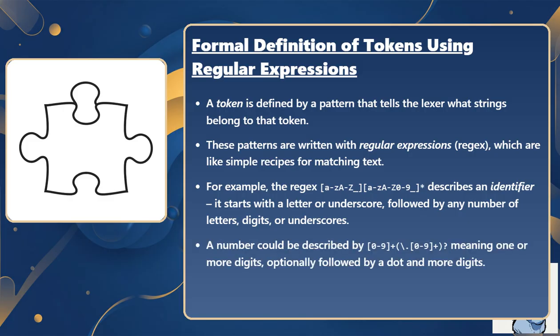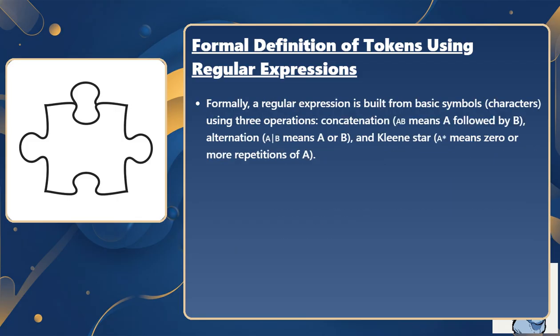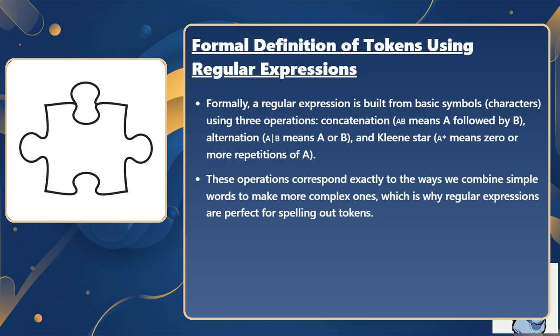A number could be described by [0-9]+ optionally followed by a dot and [0-9]+, meaning one or more digits, optionally followed by a dot and more digits. Formally, a regular expression is built from basic symbols, characters, using three operations: concatenation, AB means A followed by B; alternation, A|B means A or B; and Kleene star, A* means 0 or more repetitions of A. These operations correspond exactly to the ways we combine simple words to make more complex ones, which is why regular expressions are perfect for spelling out tokens.